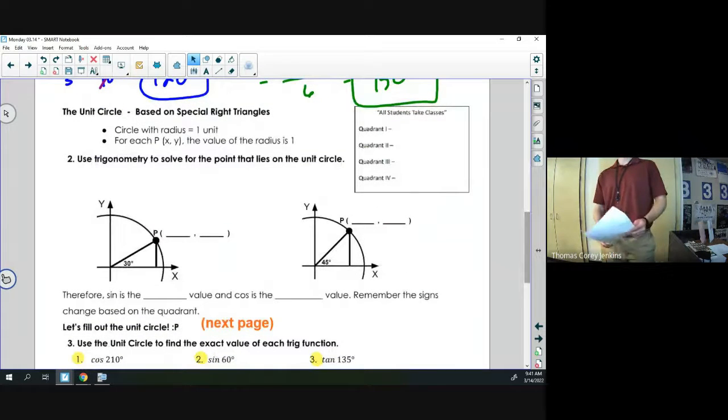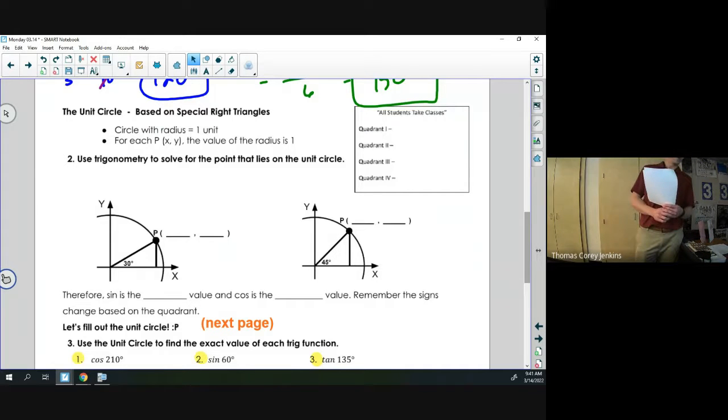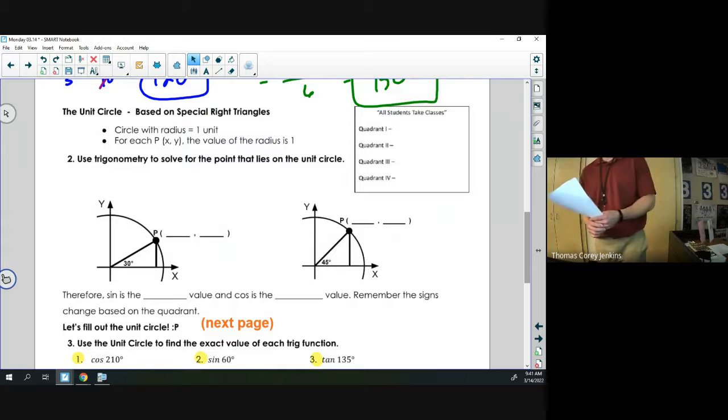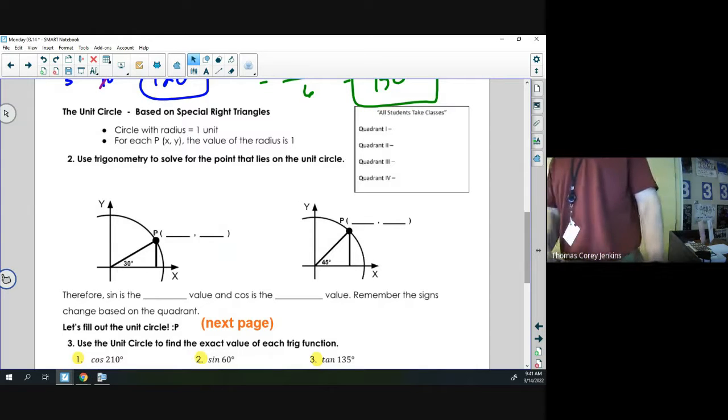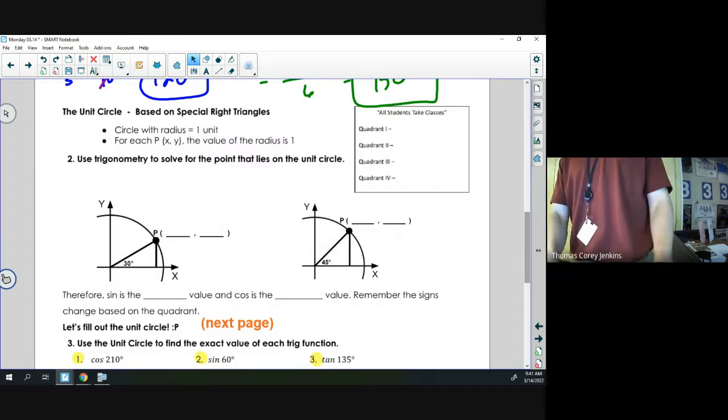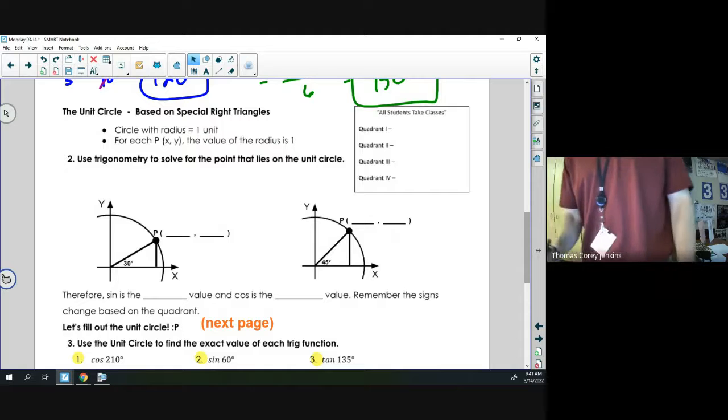So it says on the back side there, the unit circle based on special right triangles. The unit circle is a circle with radius that's 1 unit, and for each point x, y, the value of the radius is 1.